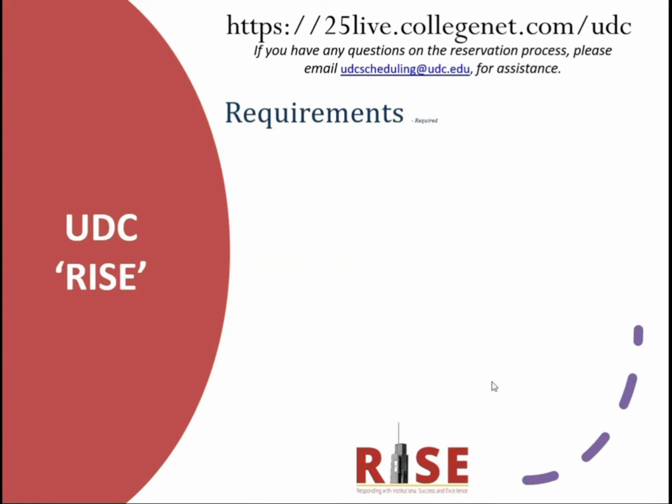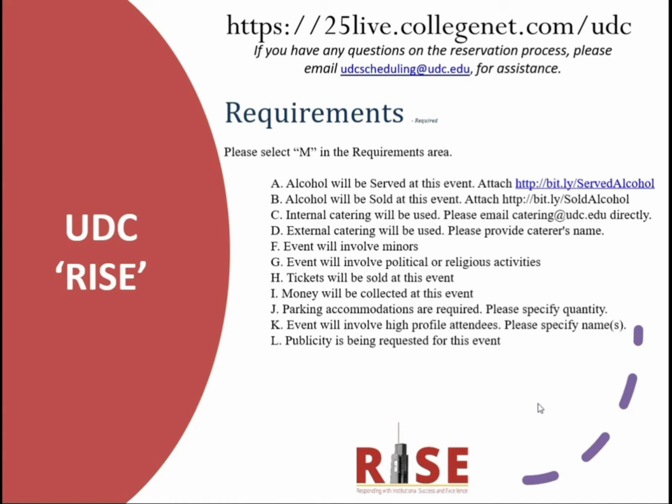Next, as you continue to scroll down, you'll notice the requirements section. We want you to select M in this requirements area. And the reason is, we don't expect you to be serving alcohol in your office or doing any catering or having any political or religious activities. These are different requirements that we normally look at when we're doing other events on campus. But in this case, we'll be just coming to your office, so please select M.